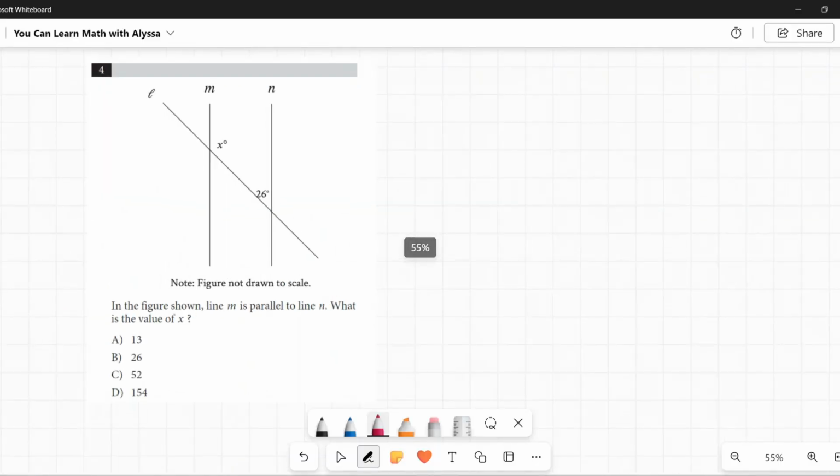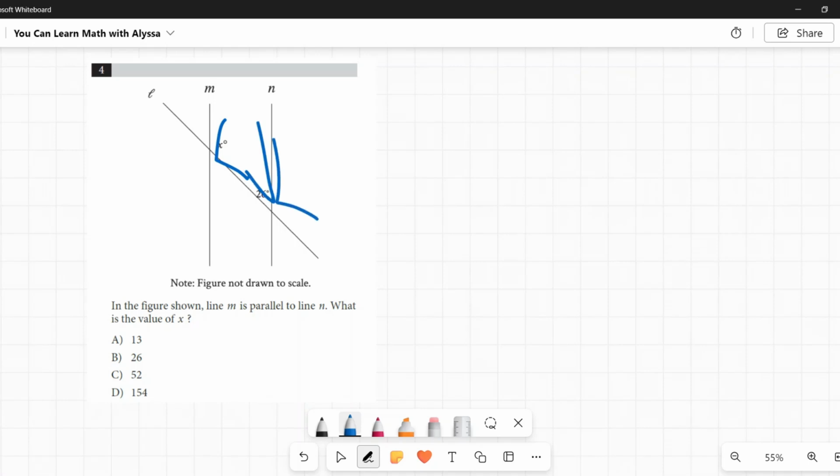Number 4, note the figure is not drawn to scale. When they tell us this, they're letting us know that this is the general idea of what it is, and it's pretty accurate, but you will not be able to solve this by trying to measure things. And saying, oh, I can measure this, and then that will... no, it's not drawn to scale, don't try to measure it. You're going to have to do math, not just eyeball it.